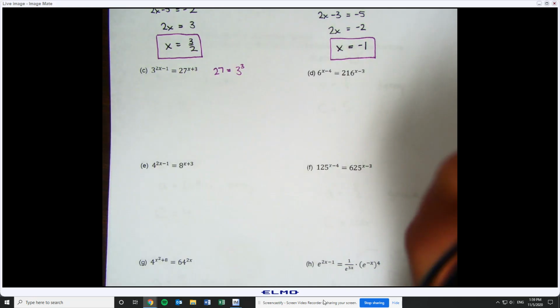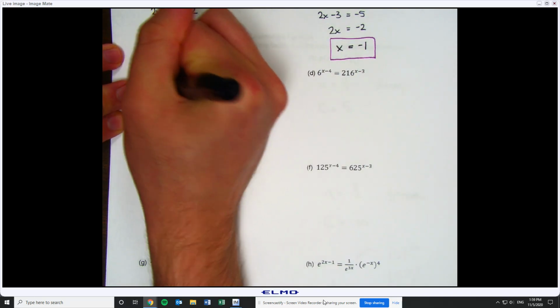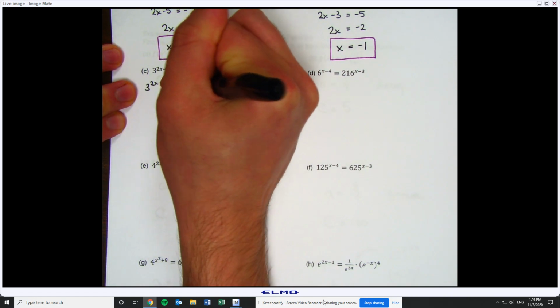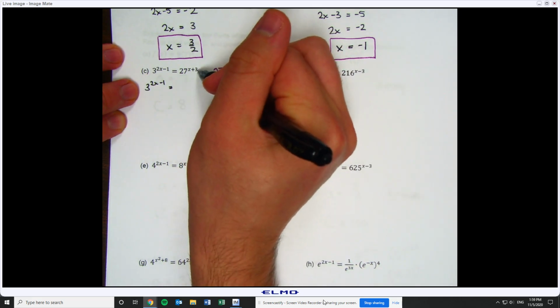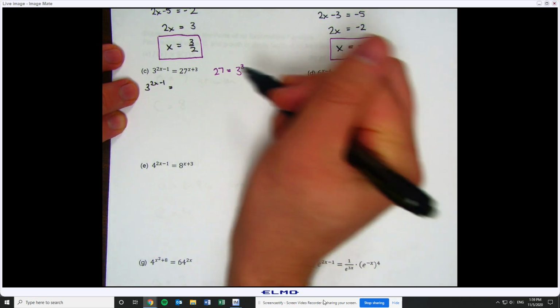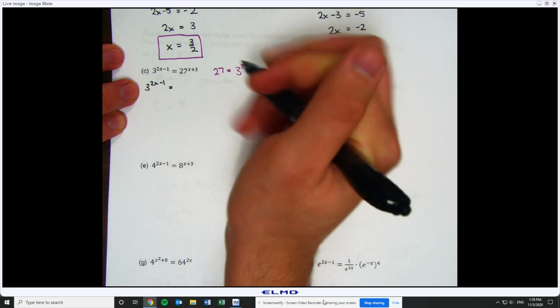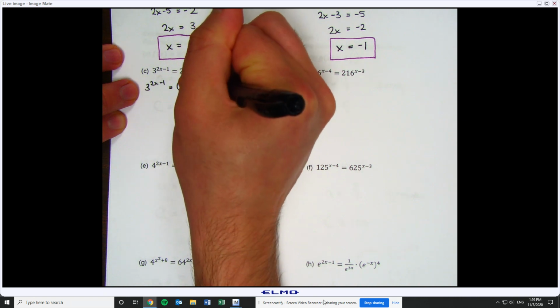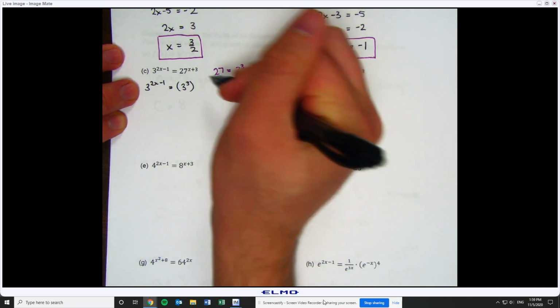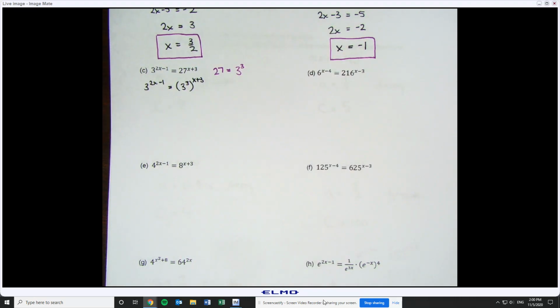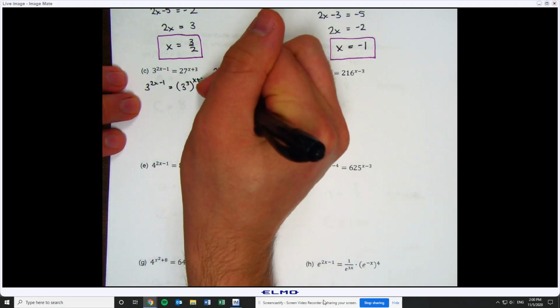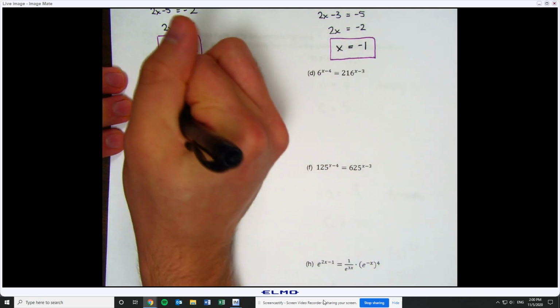Okay, well, rewriting these now, I have 3 to the 2x minus 1 power equals, this is where you have to be careful. These problems are different from the previous ones in that this one already had an exponent. So since it already had an exponent, I'm going to have to write this a different way. This has to be parentheses 3 to the 3rd, because that's what 27 is equal to. But now it has another exponent on it. Well, we know how to do this. This is another exponent property. If you have an exponent on top of another exponent, you multiply them together.